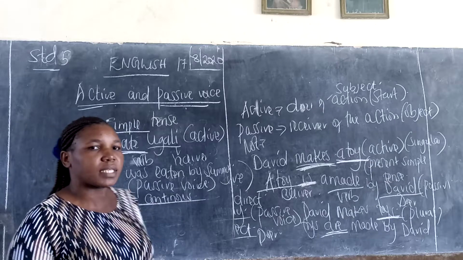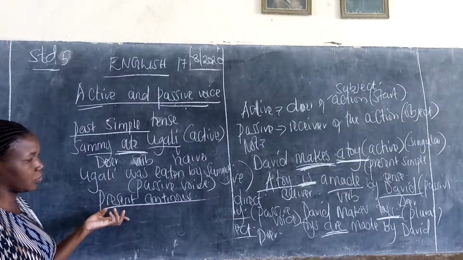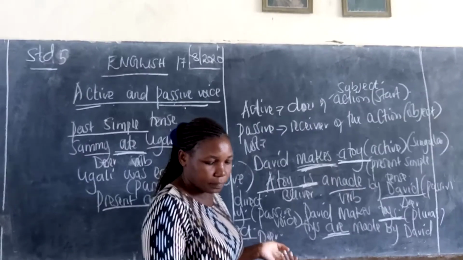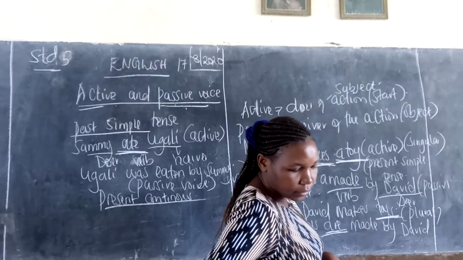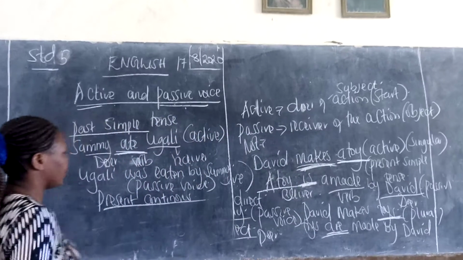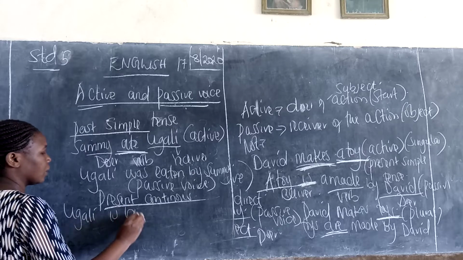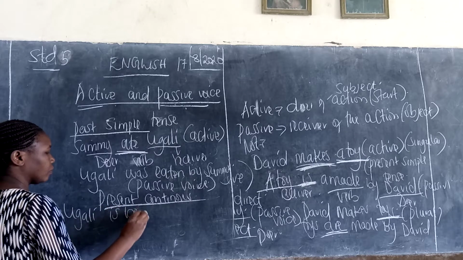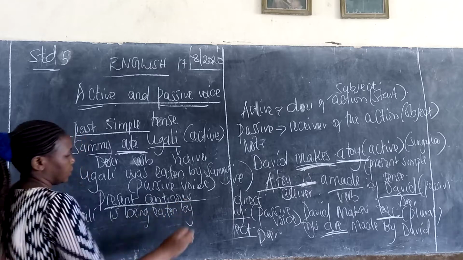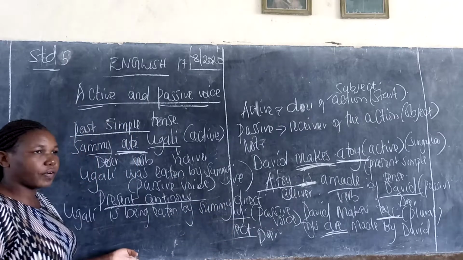Present continuous means something is still going on. This is present continuous. Now, let's look at a sentence. I'll still use ugali. Ugali is being eaten by Sammy. You are still on the same sentence, trying to change it differently.